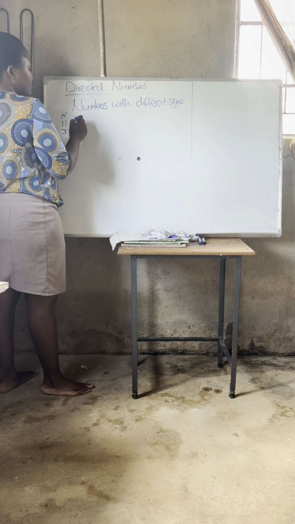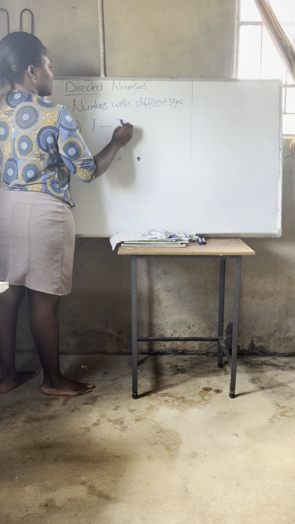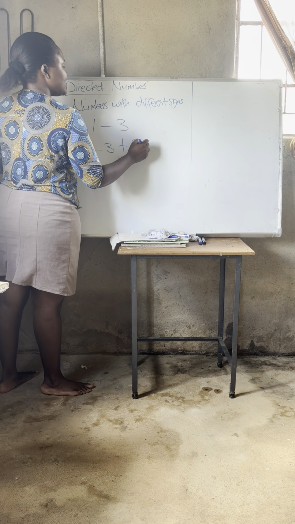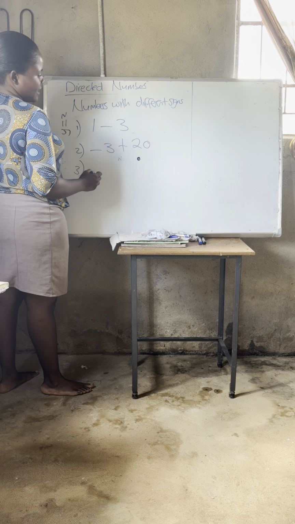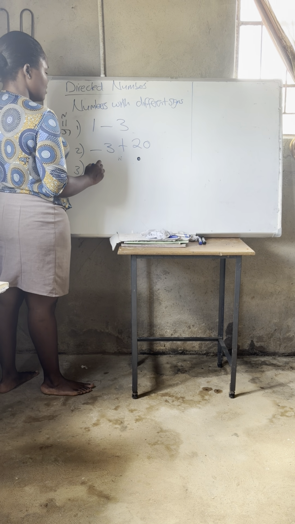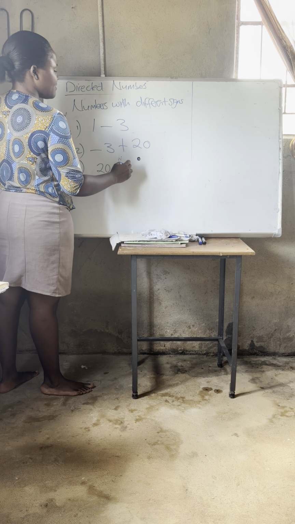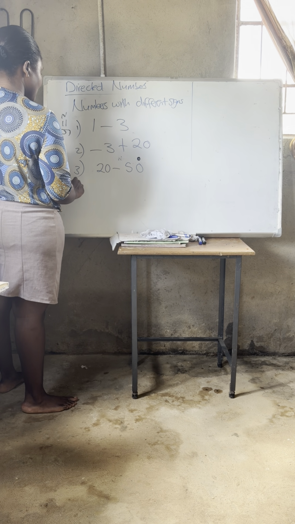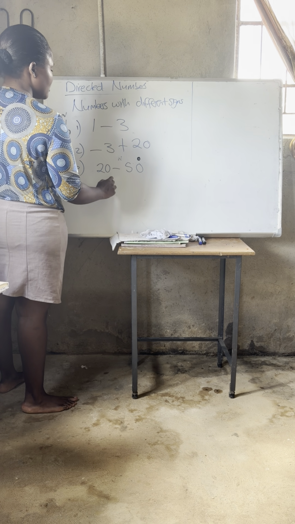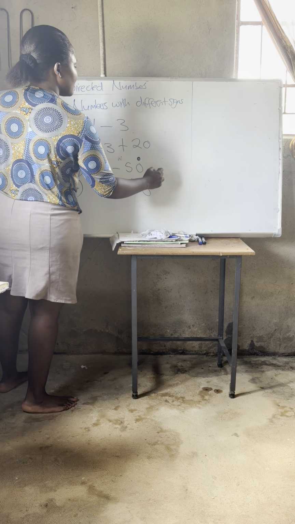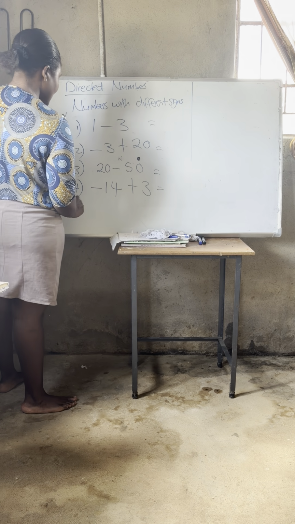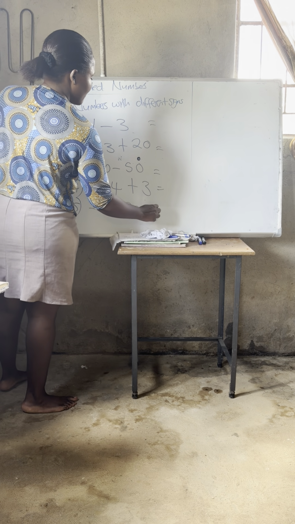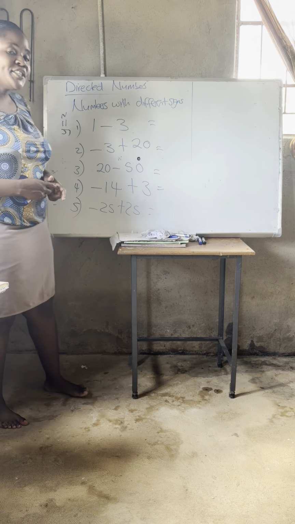Right. Number 1, let's say we have 1 minus 3. Number 2, negative 3 plus 20. Number 3, let's say we have something like 20 minus 50. Right? Then, let's say you have something like negative 14 plus 3. Right? And the last one, maybe it's negative 25 plus 25. Right?